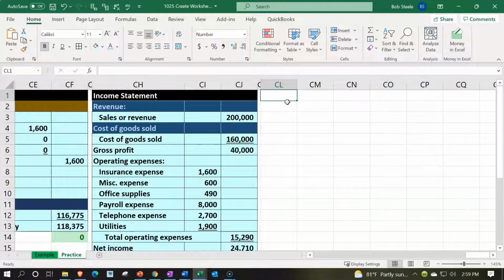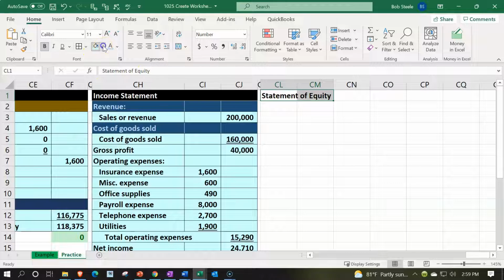And then I'm just going to call this statement of equity. You could call it, if it was a sole proprietorship, statement of owner's equity, partnership, statement of partner's equity. And if it was a corporation, it's possibly statement of retained earnings, or shareholders equity. So statement of equity. A generic name here.